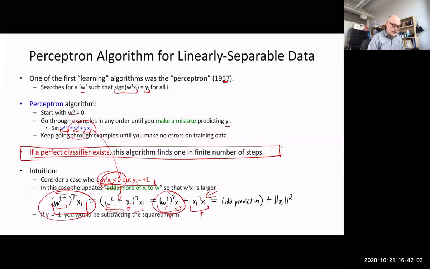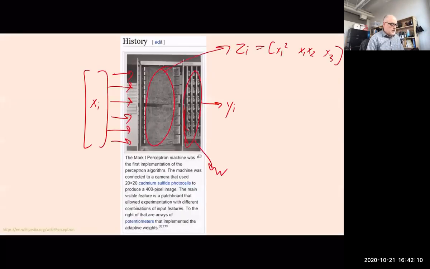Cool. So it's the old prediction plus some positive number. And obviously, if y equals -1, you would subtract the squared norm. In fact, they built machines for the Perceptron algorithm way back in the day. The Mark I Perceptron machine basically took some inputs x, did some feature transformations internally, made an output, and had potentiometers that actually represented the weights of the network. So this has been around for quite a long time, okay? For image classification, actually, which is kind of cool.